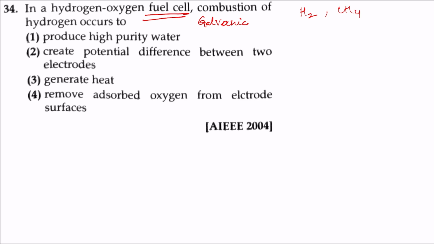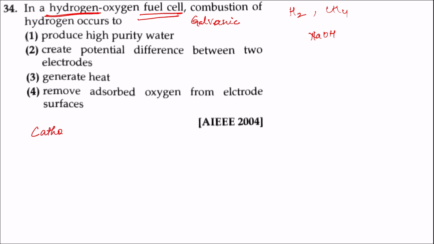Now in a hydrogen-oxygen fuel cell, the fuel is hydrogen and porous carbon electrodes are used. Platinum or palladium is used as catalyst. The electrodes are coated with this platinum or palladium powder, which acts as catalyst, and the electrolyte used is a concentrated aqueous solution of NaOH. The reaction taking place at the cathode: oxygen plus H2O forming OH minus ion.